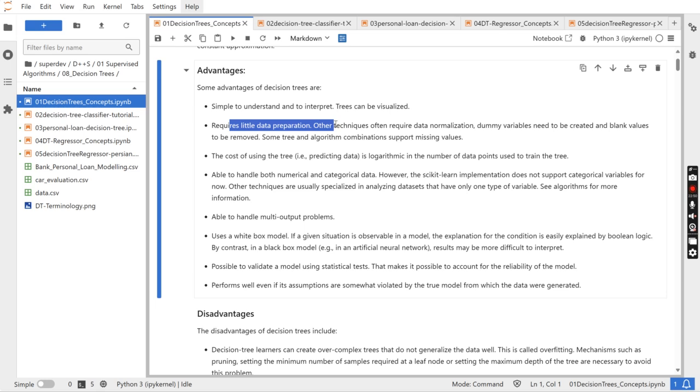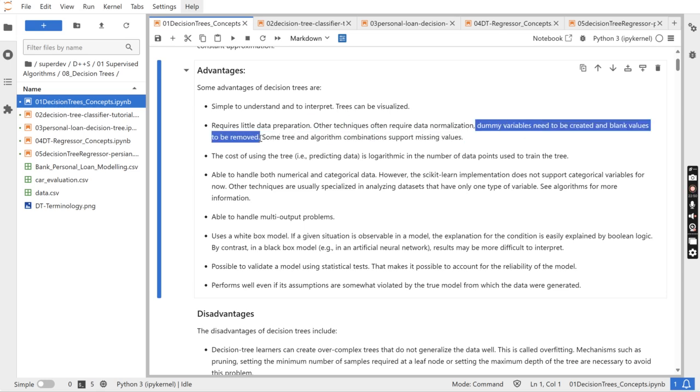Okay, so other techniques require data normalization. Decision trees do not require data normalization. Other methods require dummy variables to be created for missing data, and some other variables need to be created. Decision trees don't need that. Other methods require missing values to be either removed, modified, or imputed. Decision trees don't need that.